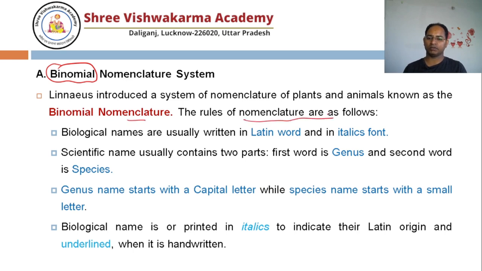What are the different rules? All the rules you have to keep by heart. The biological name must usually be written in Latin, meaning all the scientific names of organisms we have to keep in Latin, right? And in italic font. That should be in Latin, number one. And italics means while you are typing on the computer, the word should be tilted to the right, tilted like this way.